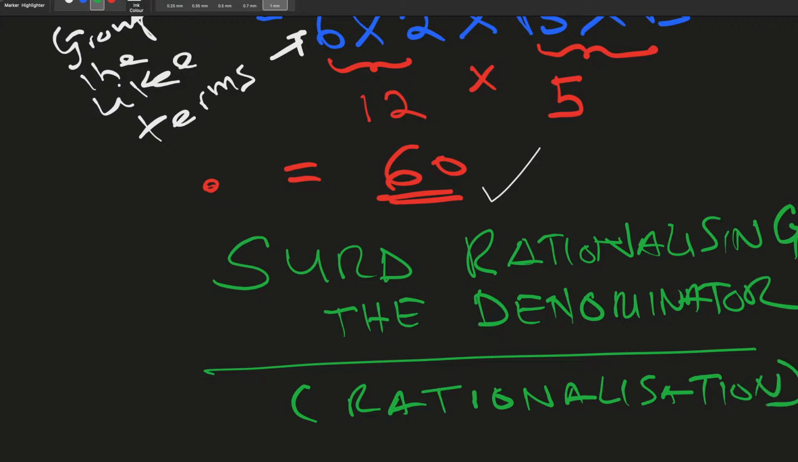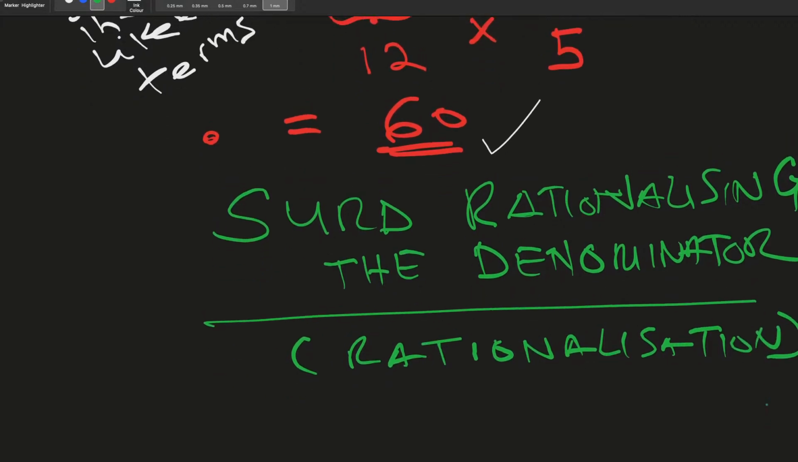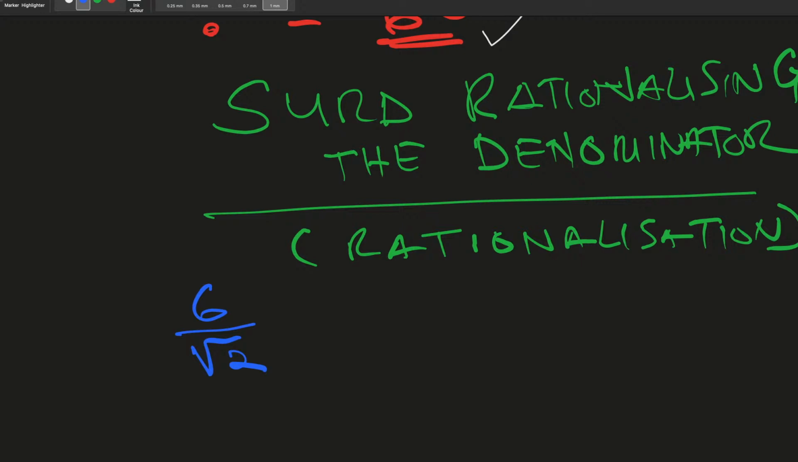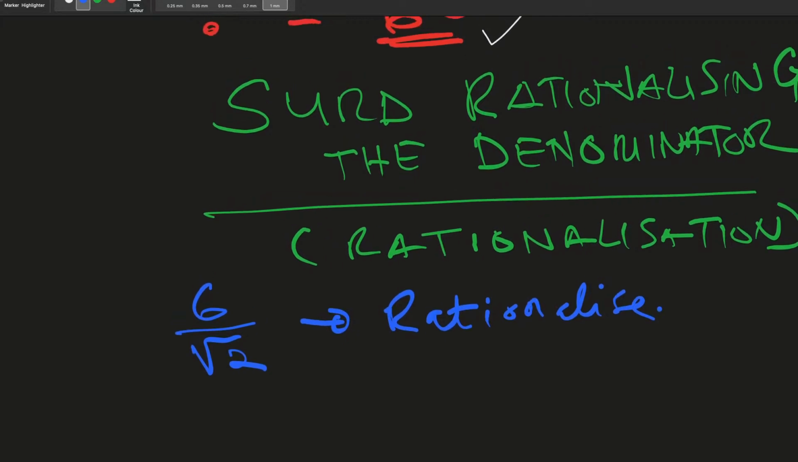Okay, rationalization is not anything new. And I'm going to show you why we say we should rationalize something. So, for instance, if I have a question like this, if I have 6 divided by root 2, and they say I should rationalize this, all it means is I have to multiply this value by 1.